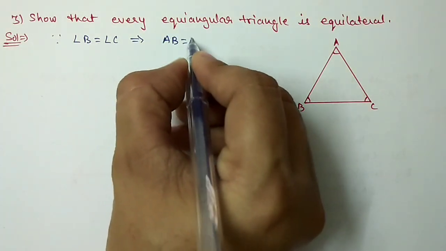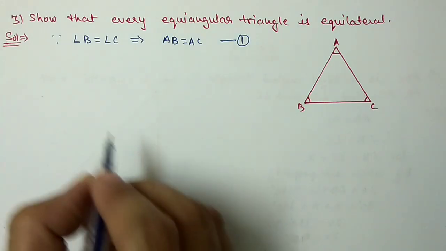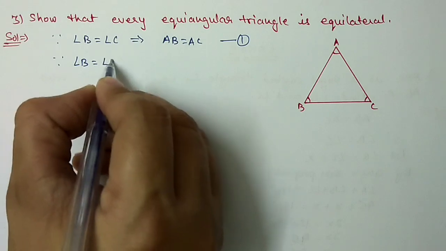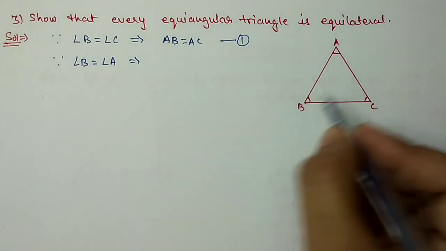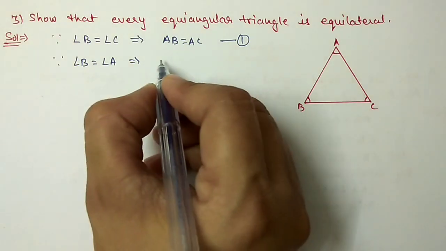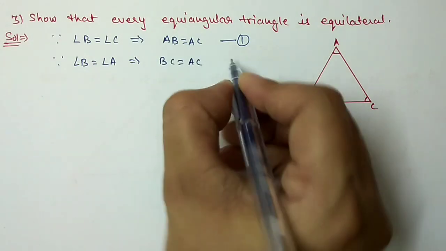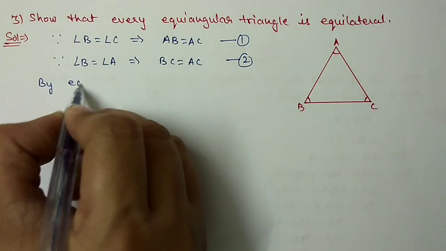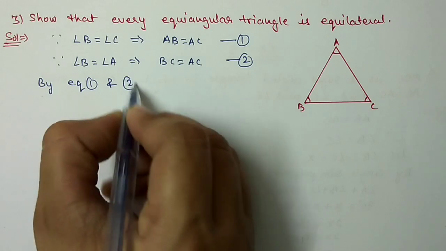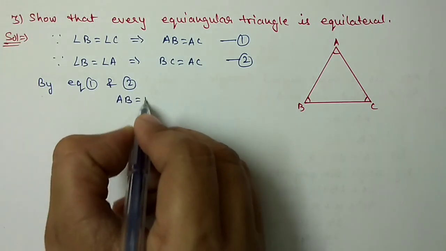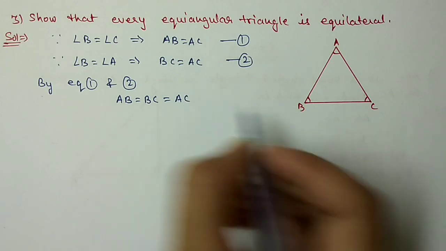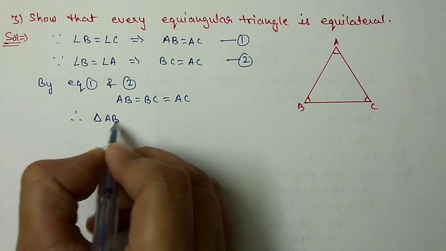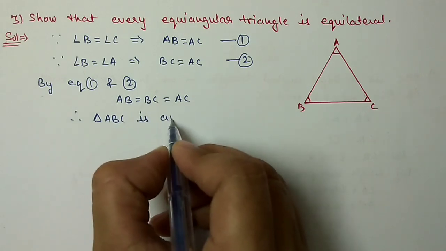AB is equal to AC. This is the first relation we got. Second, we will take angle B is equal to angle A. These two angles are equal, so it means these two sides are also equal. We can say BC is equal to AC. Now if we join these two equations, equations 1 and 2, we can say AB is equal to BC equal to AC. So it means these three sides are equal. Therefore triangle ABC is an equilateral triangle.